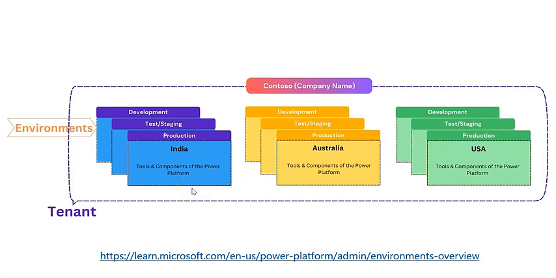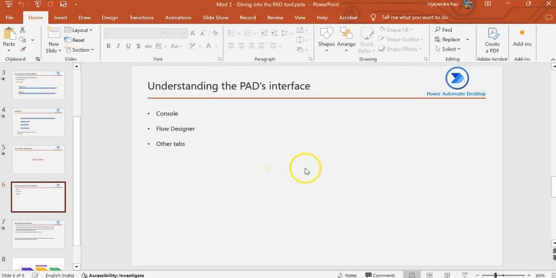Or you can even have these environments segregated at a department level. For example, sales department, purchase department, finance department, so that one department cannot access the data of another department, or the roles can be segregated among them. So these are environments and tenants. That was about module 2.